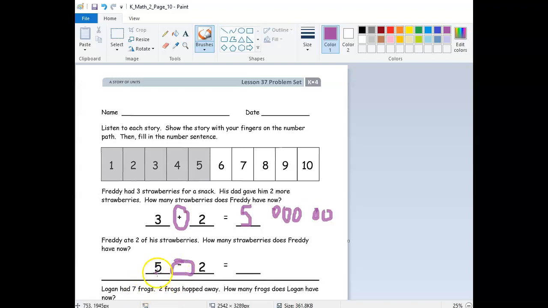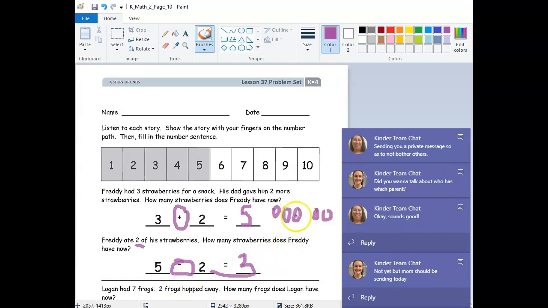It says he had 5 strawberries. How many strawberries did Freddie eat? Yes, 2. So we have 5, and then we're going to take away 2. 1 and 2. 5 take away 2 equals 3. Remember, if we need help drawing the picture, we can.